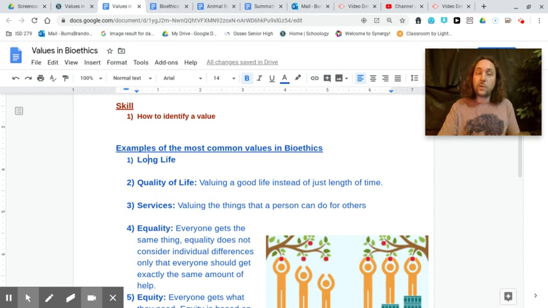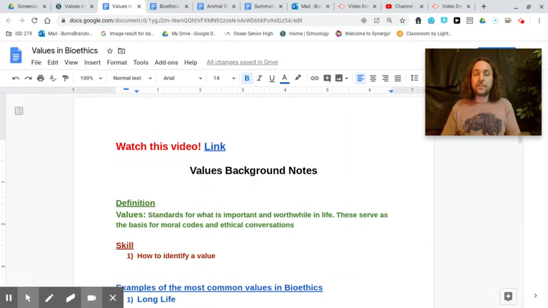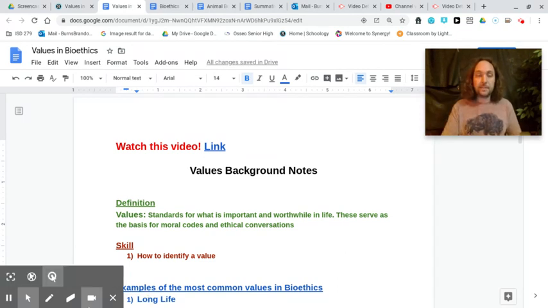So that's the considerations of values in bioethics. And with that, we'll move on to some activities and just try using it.